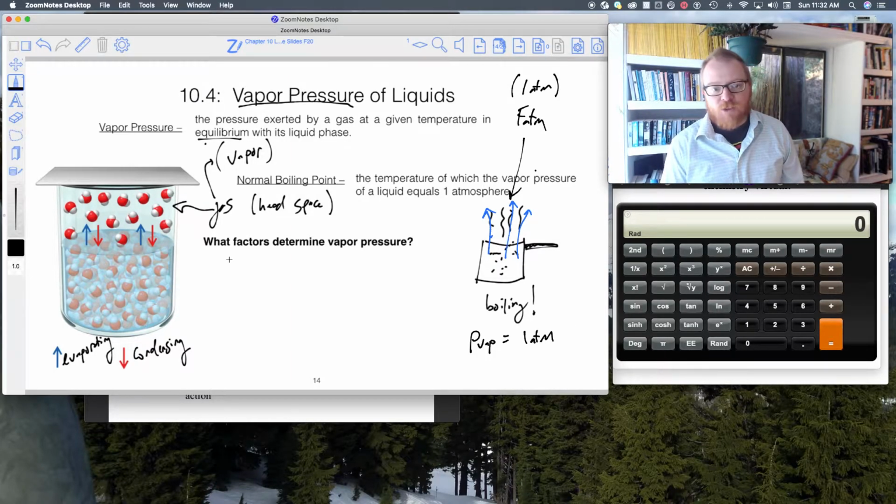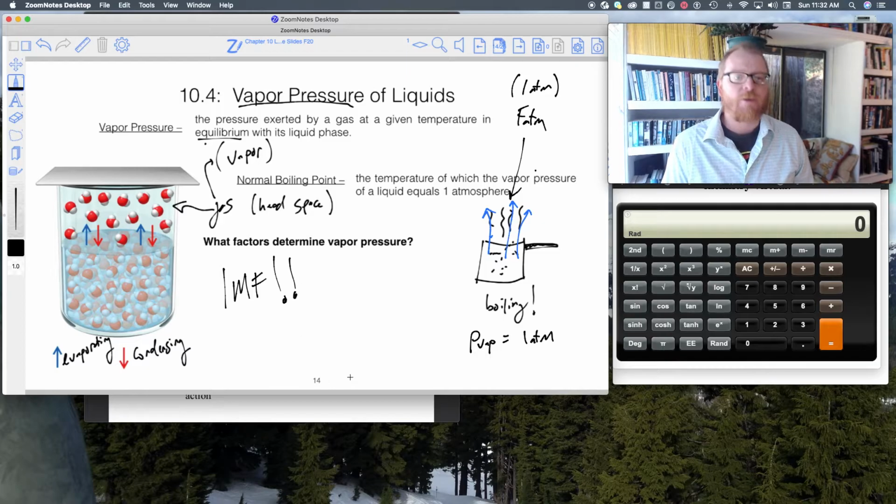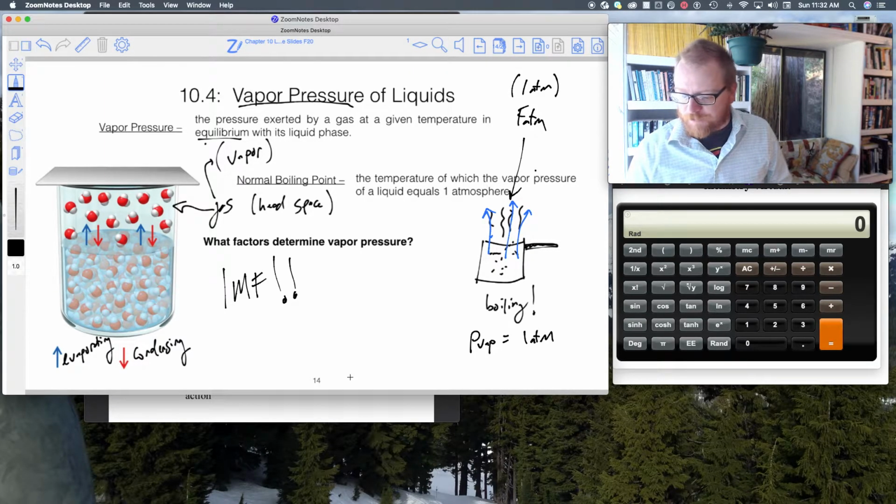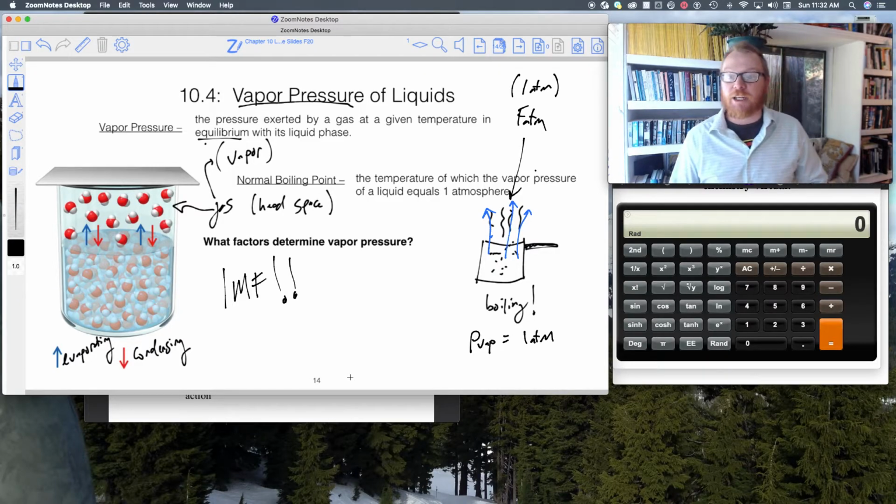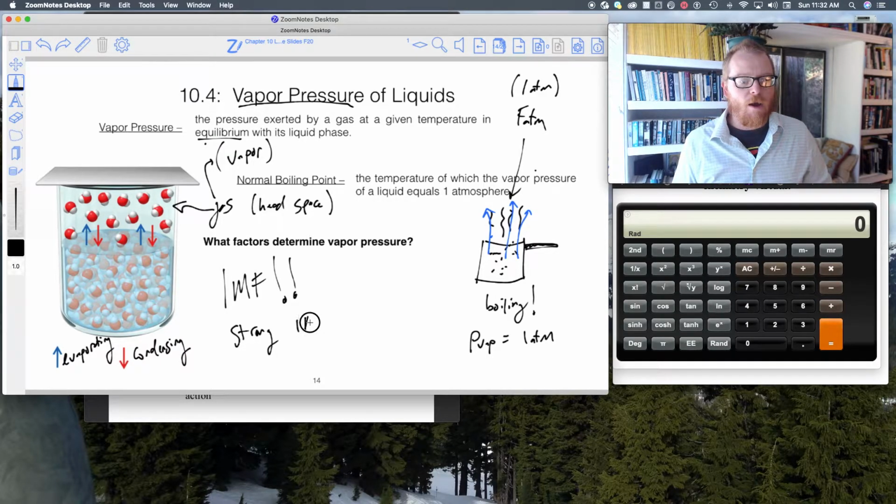Okay? So what factors determine vapor pressure? I, M, F, you guessed it, intermolecular forces. The strength at which molecules are stuck together, right? The stronger an intermolecular force is, the lower the vapor pressure will be. So let's write that down. So strong IMF, oh, that's terrible. Okay, here we go. Let's try again. Strong IMF equals low P vap.